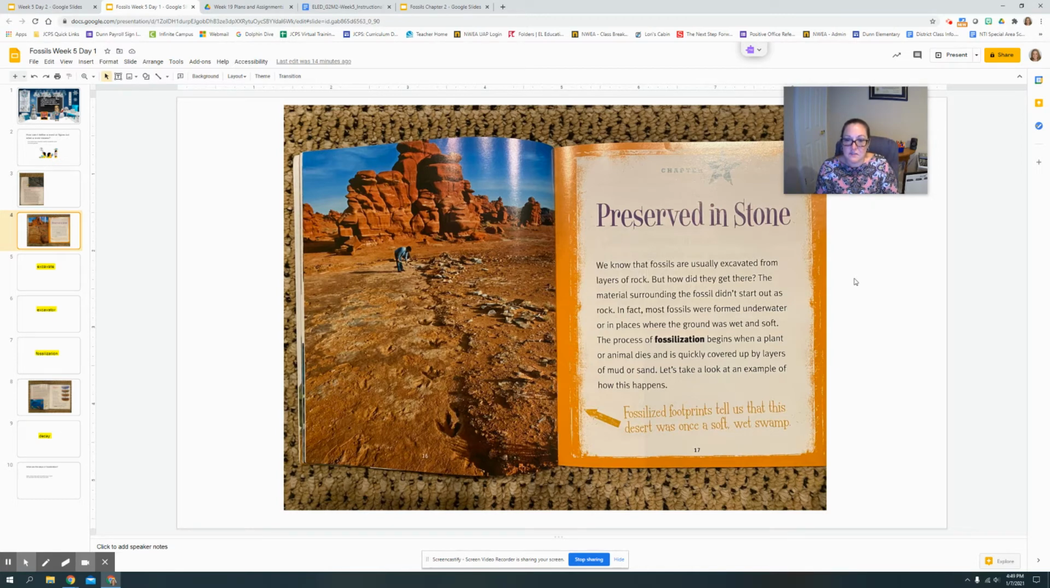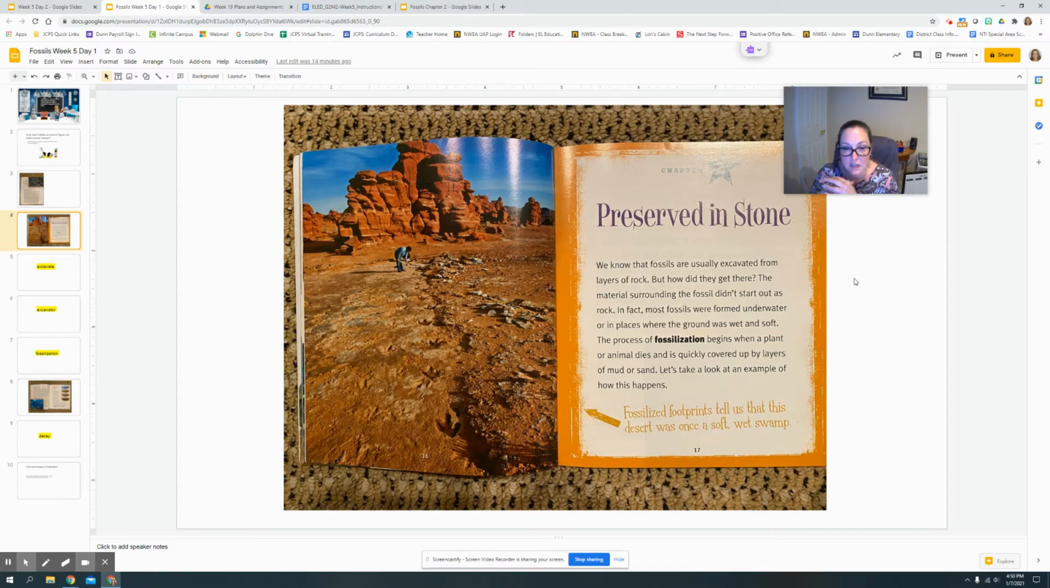The process of fossilization, whoa, that's a big word, begins when a plant or animal dies and is quickly covered up by layers of mud or sand. Okay, whoa, the process of fossilization. I see a smaller word in that big word that I know. I know fossil. That's the first part of that word. So I know this word must have something to do with fossils.